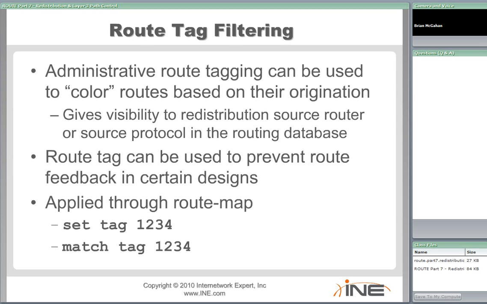Okay, any questions up to this point on the different tools that we can use to fix the problem? So either the route maps, prefix list, distribute list, access list, passive interface, or the route tagging.